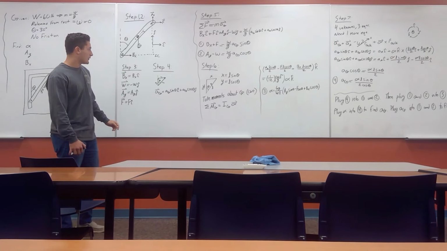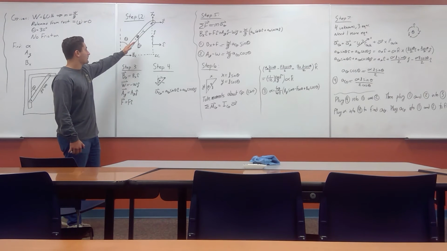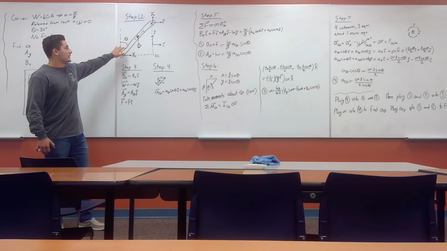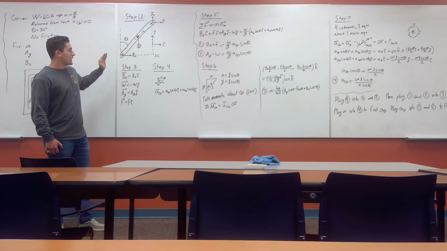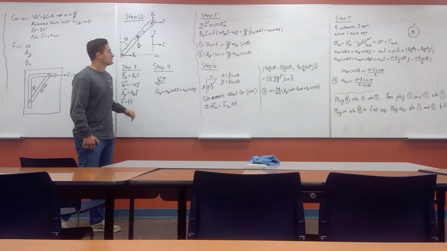And then step 4, we're to set the acceleration into vector form. And we did that since it's at an angle and we know theta, we set it equal to aG sine of theta in the X direction, and then aG cosine of theta in the Y direction.